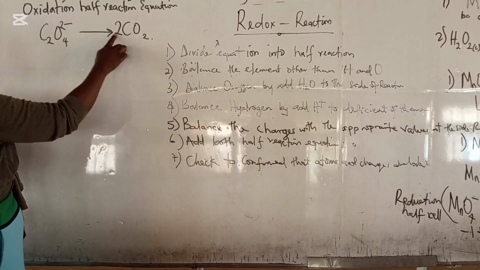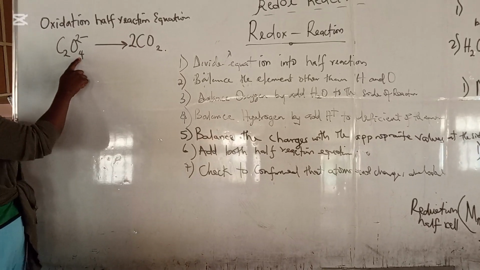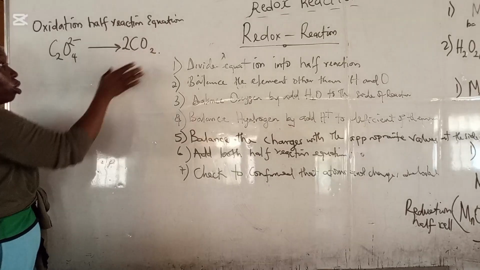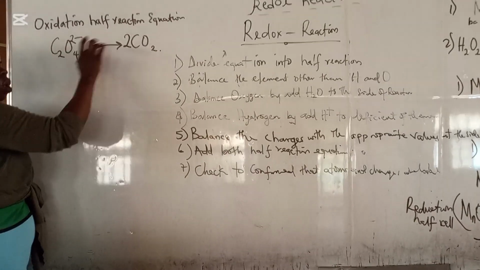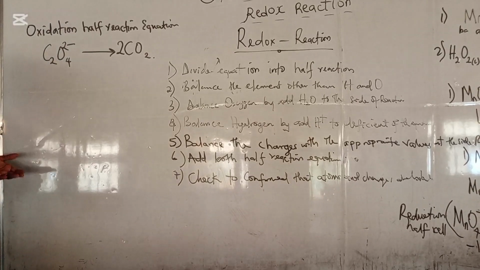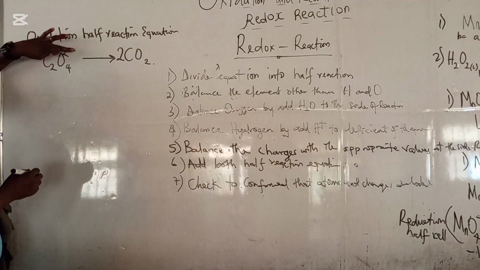Such that when you say 2 times 1, it will give us 2. Oxygen is 4. Oxygen here will be 2 times 2 equals to what? 4. So you see carbon is balanced, oxygen is balanced. Now the charges, are the charges balanced? You look at it. The charges here is -2.